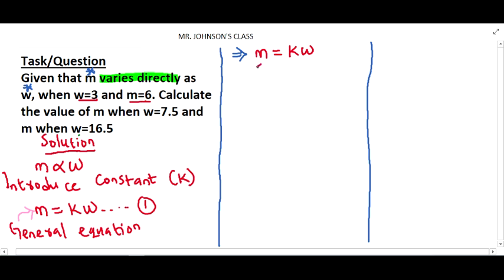Now watch, M is 6, so I substitute 6 for M, and K, I don't know what K is, is a variable, and then W is 3 according to this question stem. So 6 equal to K times 3 gives me 3K. I like to bring my numbers before variables. So what do I do from here? From this point, I divide both sides by 3.